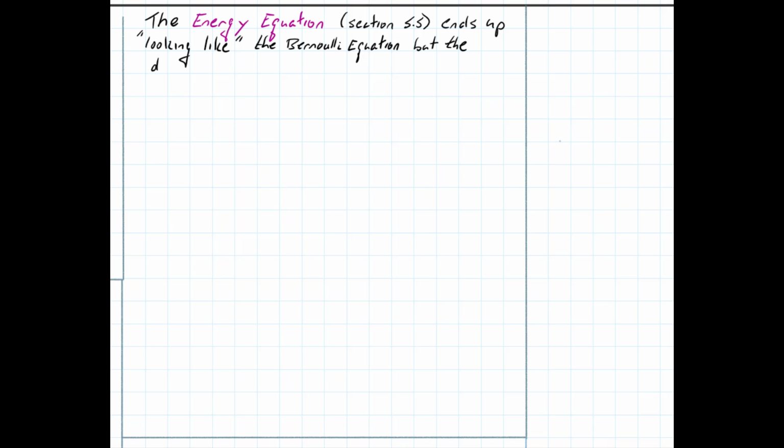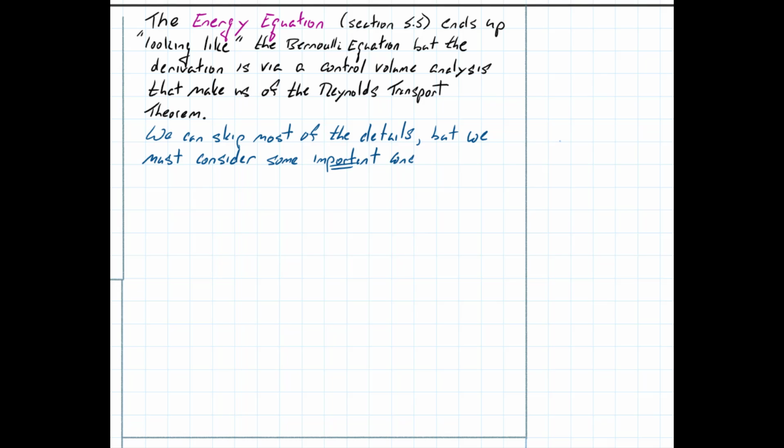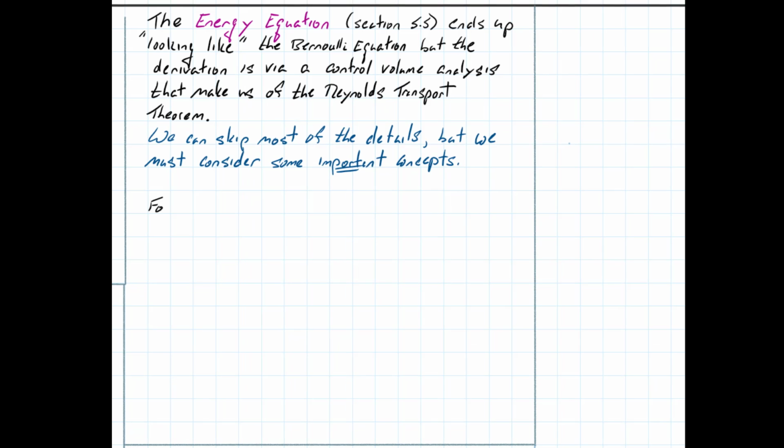The next piece in our puzzle is the actual energy equation, and this was developed in section 5.5 of the text. So the energy equation will end up looking like the Bernoulli equation, but the analysis that we use to get there is via the control volume analysis, in which we have to use the Reynolds transport theorem. We did this for conservation of mass and the linear momentum equation. Now we can skip most of the details, but there are some important concepts. And to get there, let's take a look at the way we developed the other two equations.